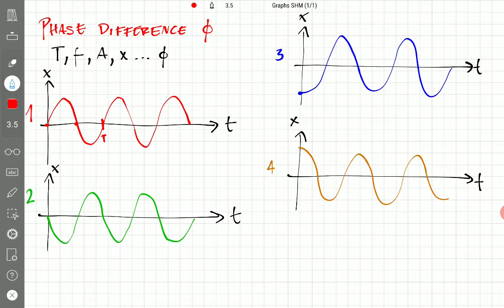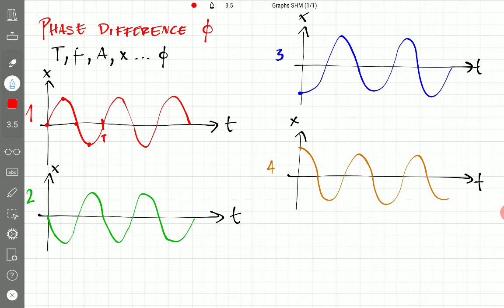You could say that number 3 is 3/4 of a period later. If you take number 1 and you start 1, 2 quarters, 3/4 of a period later, you would start here, and then you have number 3. And you could even say that number 4 is like number 1, but starting 1/4 of a period later. So you don't start down here at the origin as in number 1, but up here, right? So you can see how those are related.